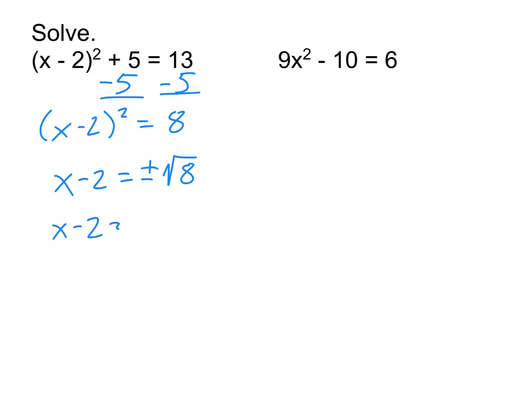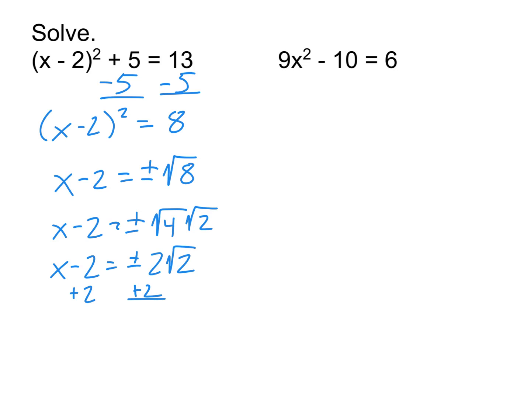So I'm going to do that first. So x minus 2 equals plus or minus. I'm going to actually write out the steps here. It becomes root 4 times root 2. So x minus 2 equals plus or minus 2 root 2. But then I'm not done. In order to get the x by itself, I have to add that 2 to both sides. And this is where sometimes it can seem a little tricky. So I got x equals.